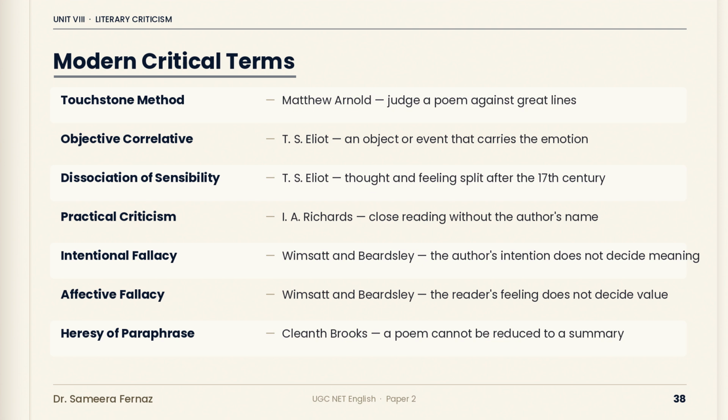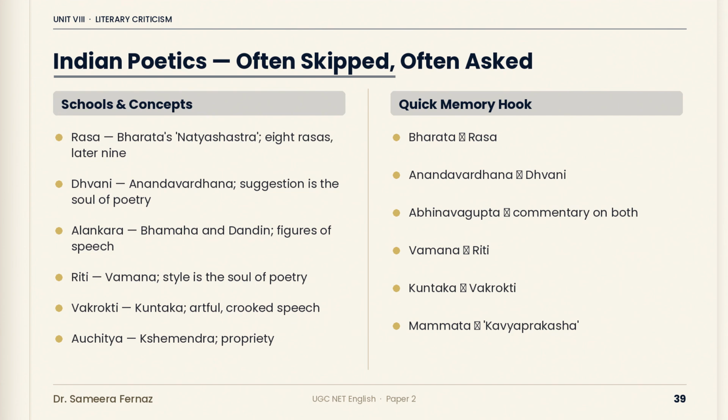Indian poetics is often skipped by students, but it is often asked. Rasa came from Bharata's Natya Shastra, which lists 8 rasas, later made 9. Dhvani comes from Anandavardhana, who said suggestion is the soul of poetry. Alankara, or the figure of speech, comes from Bhamaha and Dandin. Riti comes from Vamana, who said style is the soul of poetry. Vakrokti, meaning artful or crooked speech, comes from Kuntaka, and Aucitya, meaning propriety, comes from Kshemendra.